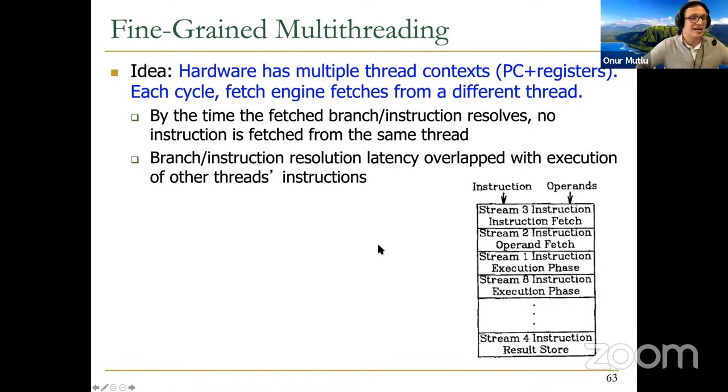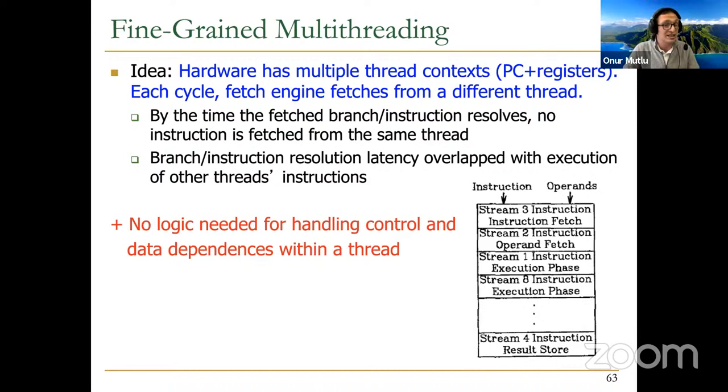So the good thing is there's no logic needed for handling control and data dependency within a thread. Everything that we discussed, we don't need it because we don't need to check for control dependence. We don't need to do branch prediction. We don't need to check for data dependence. We don't need to do any forwarding because there is no need. We're not fetching from the same thread until the instructions, data value, and the control dependence are all resolved.